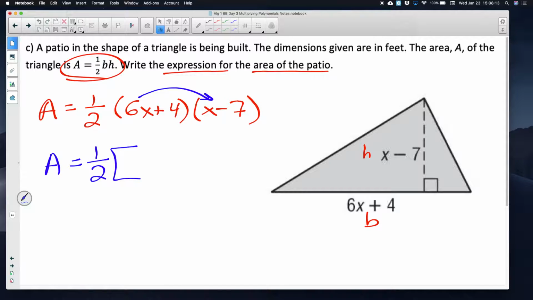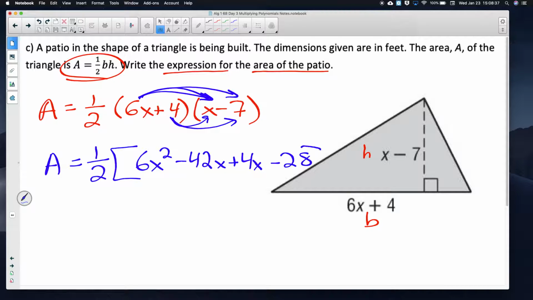So I've got 6x times x, which is 6x squared. 6x times negative 7, which is minus 42x. So we distributed the 6x. Now we need to distribute the 4. So I've got 4 times x, which is plus 4x. I've got 4 times negative 7, which is minus 28.